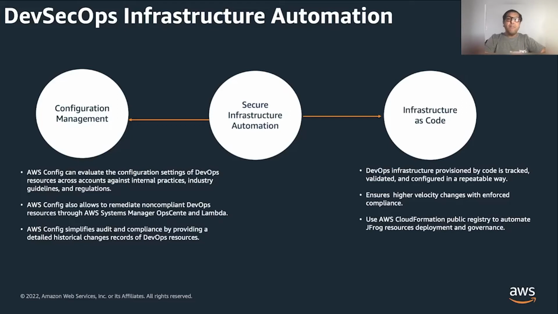Second thing, a very important part of secure DevOps is infrastructure as code. DevOps infrastructure, which is built by code, is tracked, validated, and configured in a repeatable way. It also helps us make higher velocity changes with enforced compliance. We can use the AWS CloudFormation public registry to automate JFrog resources deployment and governance.